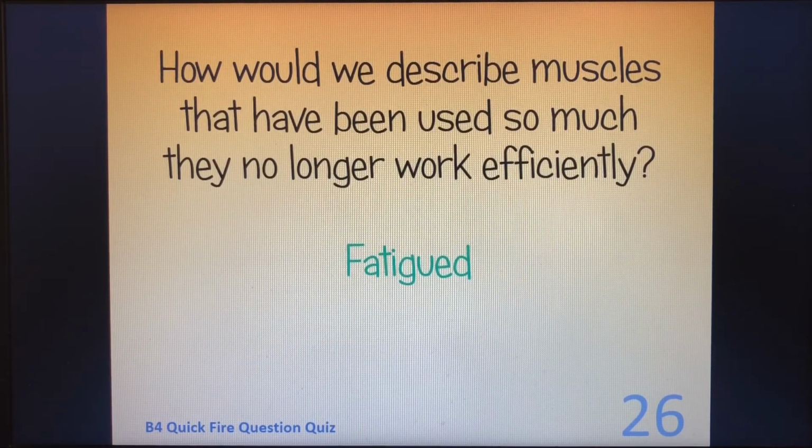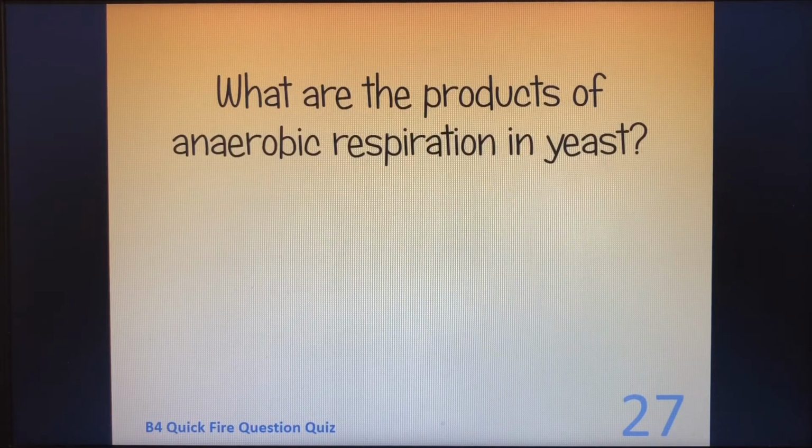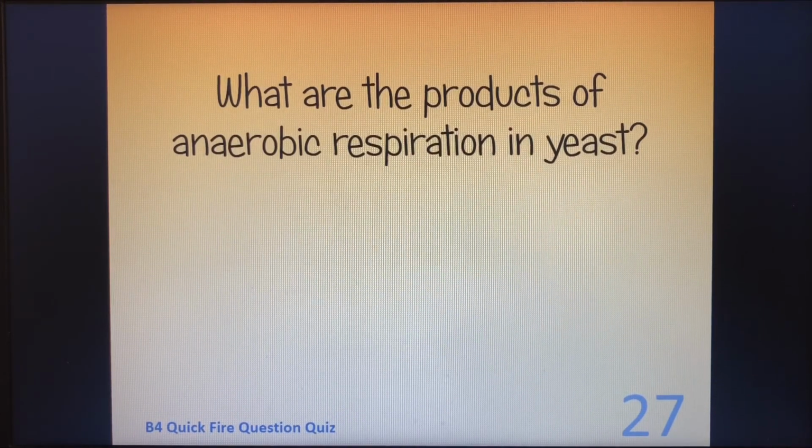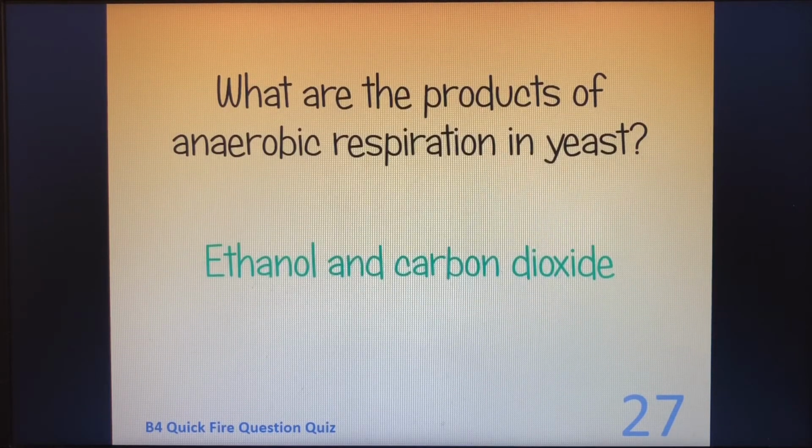Question 27. What are the products of anaerobic respiration in yeast? 2 products. Okay, randomly tag this on the end of the topic. What are the products of anaerobic respiration in yeast? Used in the baking and the brewing industries. Okay, the answer is ethanol and carbon dioxide. Ethanol and carbon dioxide.